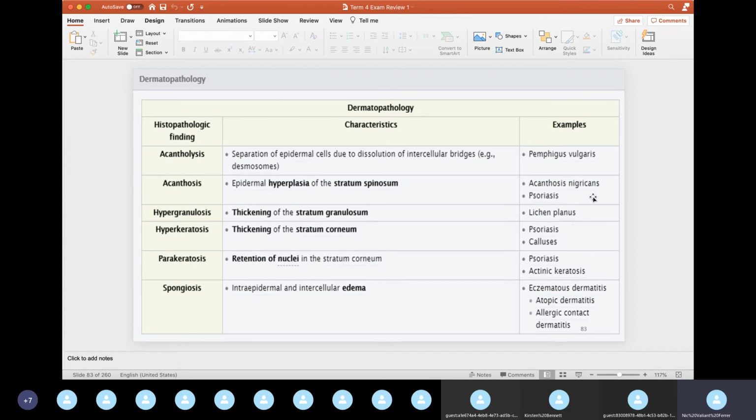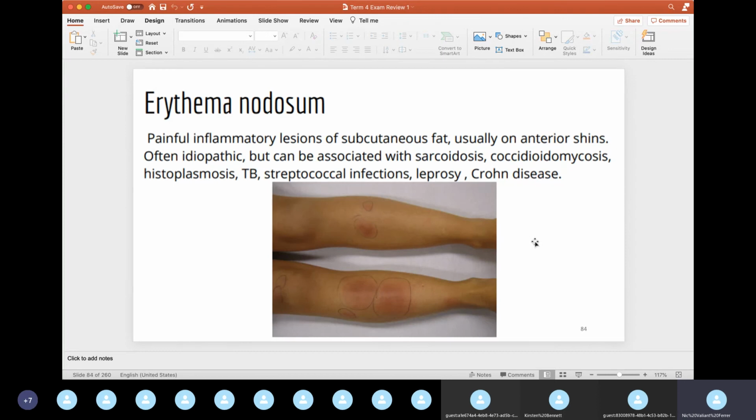You can have lichen simplex chronicus. Hyperkeratosis, thickening of the stratum corneum. Common examples: psoriasis and callus. Parakeratosis, you have a retention of the nuclei in the corneum. You have actinic keratosis. For spongiosis, sounds like edema, right? Spongiosis, like a sponge. You have intercellular edema, commonly seen in acute dermatitis. So put a star here.